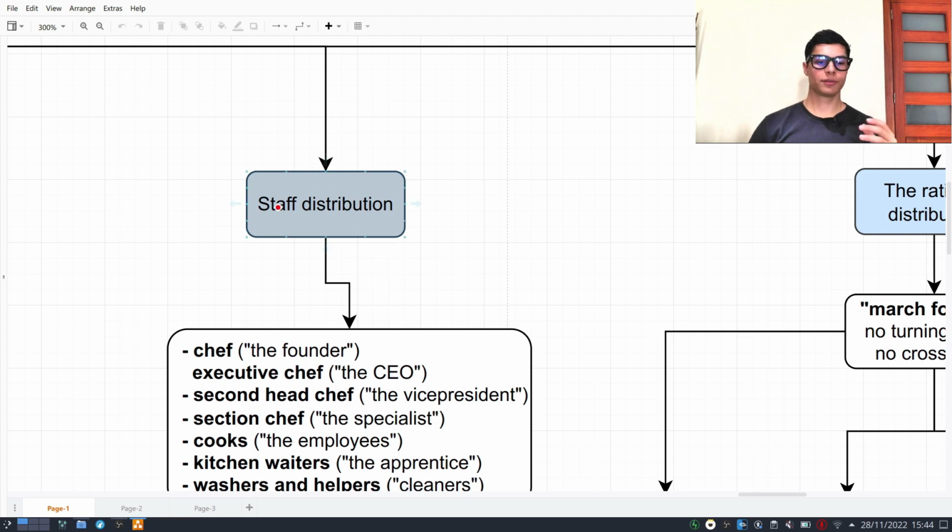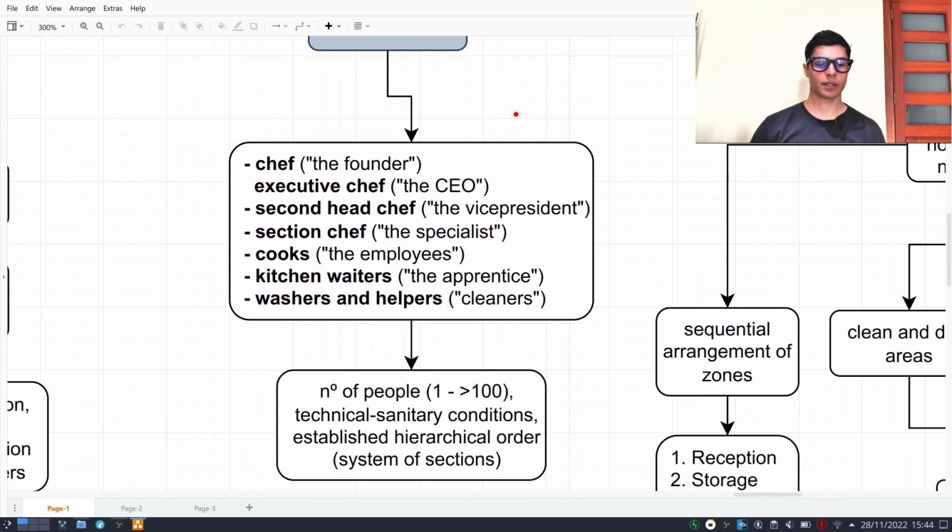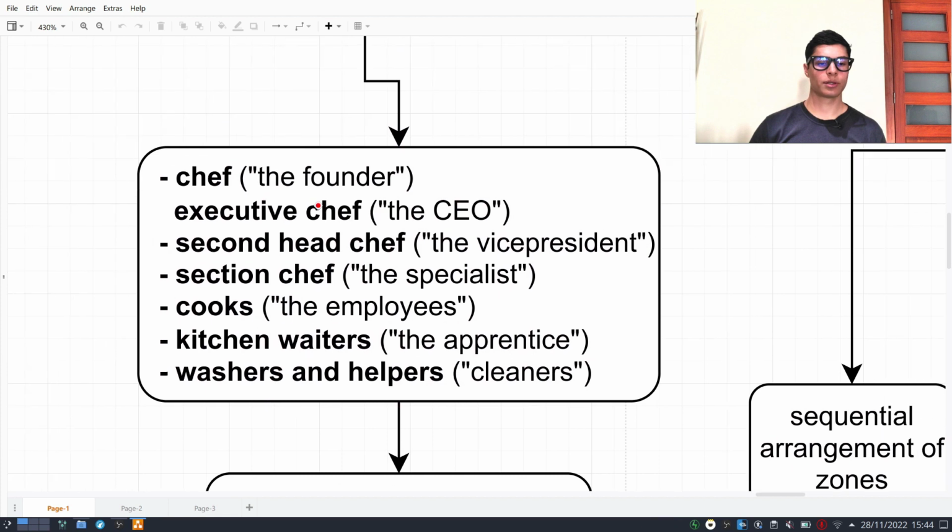So now let's talk about the staff distribution. We talked about this earlier in previous videos, but this is a more complete explanation. Here we have the chef, which I like to call the founder. And sometimes the chef and the executive chef are the same person. So the founder and the CEO. Then we have the second head chef, which is like the vice president. And then the section chef, which is the specialist. We have the cooks, which are the employees, the kitchen waiters, which are like the apprentices, and washers and helpers. These are like the cleaners.